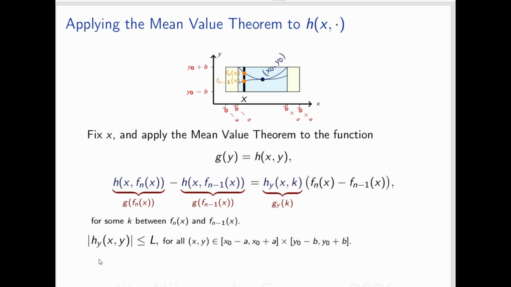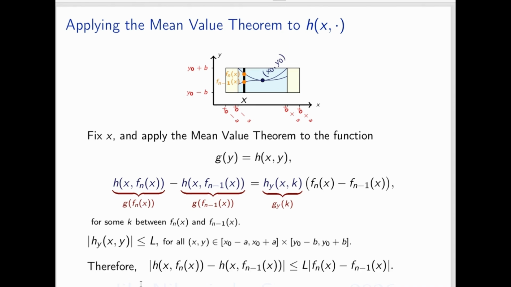Now, the absolute value of h sub y of x and y, the partial with respect to y of h at x and y, is less than or equal to some value L for all x and y in the rectangle x naught minus a and x naught plus a times y naught minus b and y naught plus b. Why? Because h sub y is continuous on this rectangle, and it's a closed and bounded rectangle. It attains its maximum.